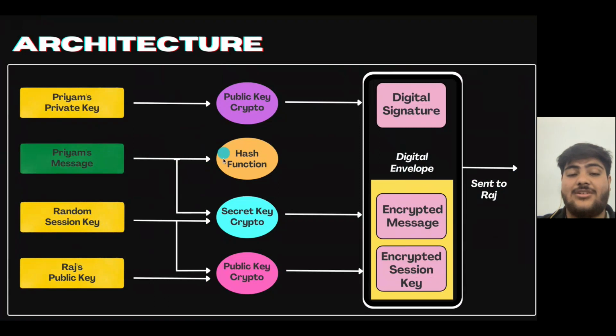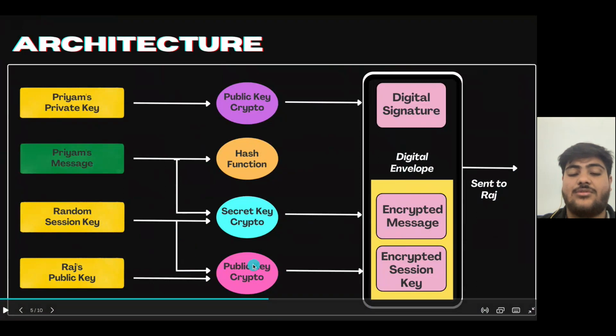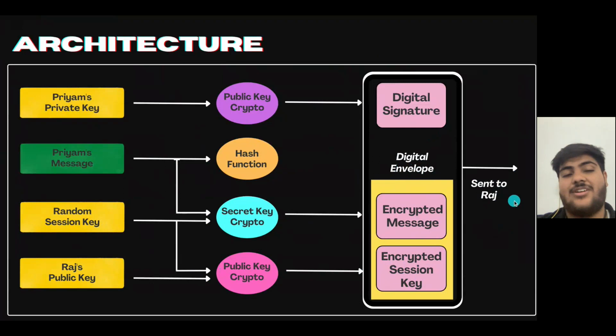If it's my message, it will create a hash of it, and then it will be sent. If they are using secret key crypto, it would be used to encrypt the message, and the receiving person's public key will be used to encrypt the session key. All of this combines to make a digital envelope, which is sent to Raj, my friend, and it is then opened later on and everything is verified. My digital signature is verified and it knows I have sent the message.